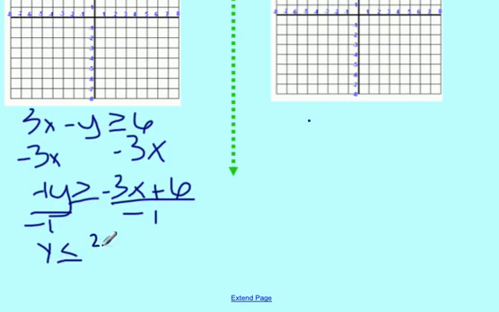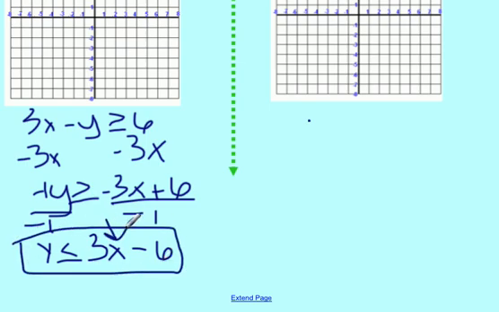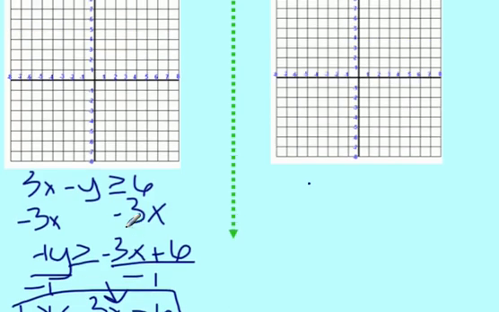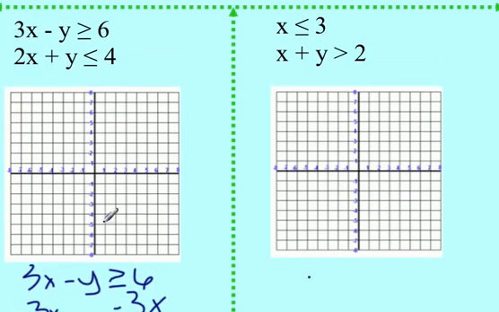-3x divided by -1 is 3x, and 6 divided by -1 is -6. So when I go to graph, I'm actually going to use this final version right here. That's the one I'm going to graph. So I'm crossing the y-axis at -6. Now that's going to be right here. And then my slope is going to be 3 over 1. So going up 1, 2, 3, and over 1. Okay, so there's a solid line underneath my inequality, so I am going to draw a solid line.